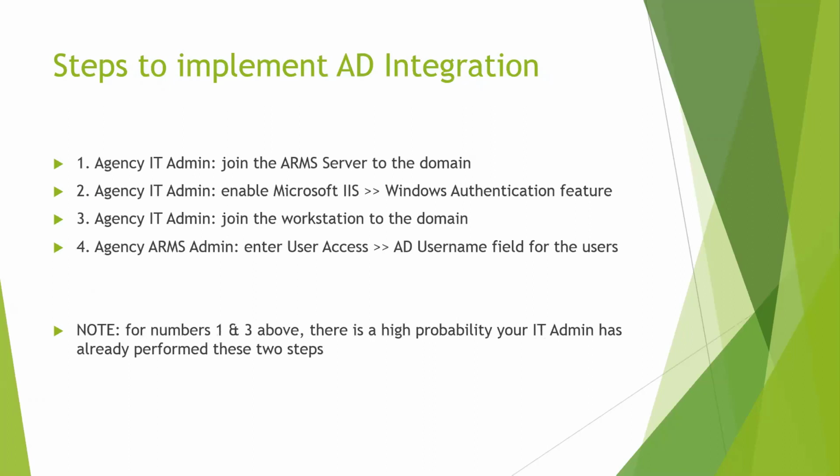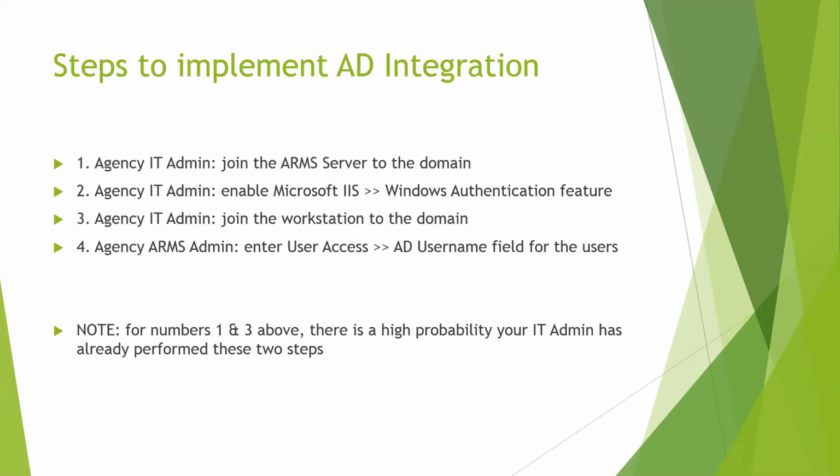So, the steps to implement AD integration. Step one, the agency's IT admin must join the ARMS server to the domain. Step two, again for the agency IT admin, must enable the Windows Authentication feature in the Microsoft IIS module. Step three, again for the agency IT admin, must join the workstation where the ARMS client is installed to the domain. As well, if you have some laptops and MDTs, you can join them to the domain as well if that is desired.